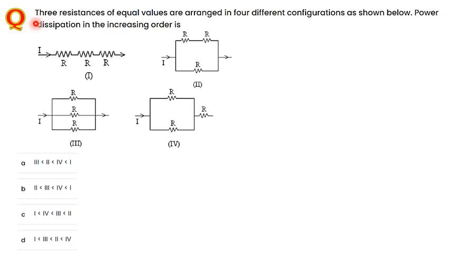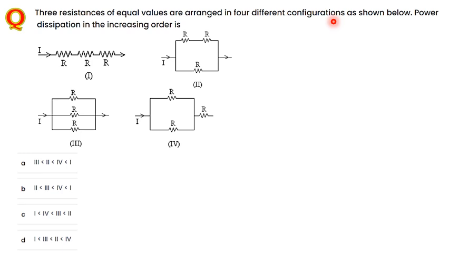Next question here is, three resistors of equal values are arranged in four different configurations as shown in the figure. Arrange the power dissipation in increasing order. Increasing order in this case means we have to mention from the small value to the large value.